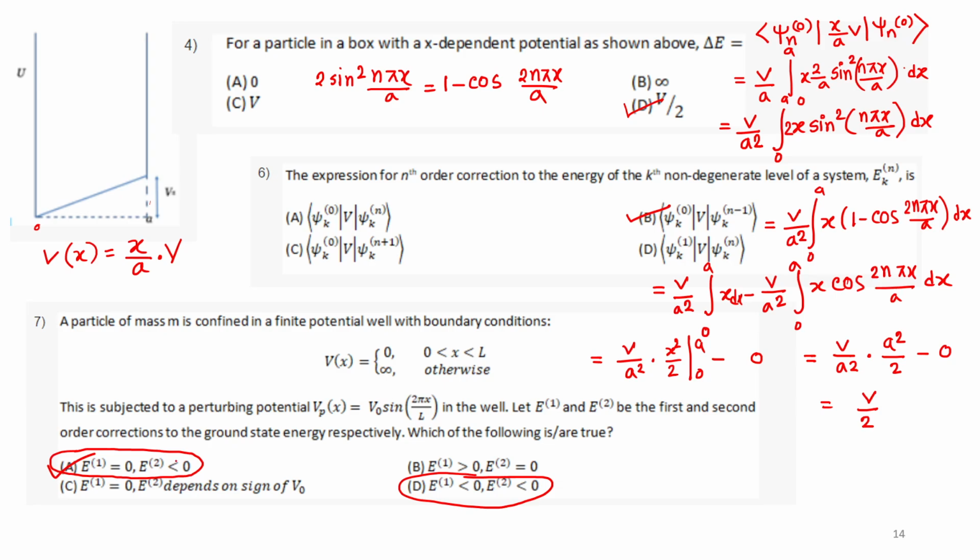So your option A is correct, where your first order correction is 0 and second order correction is negative. By that way you can solve the problem, but as we are almost at 9:10, I think I have to stop the session.